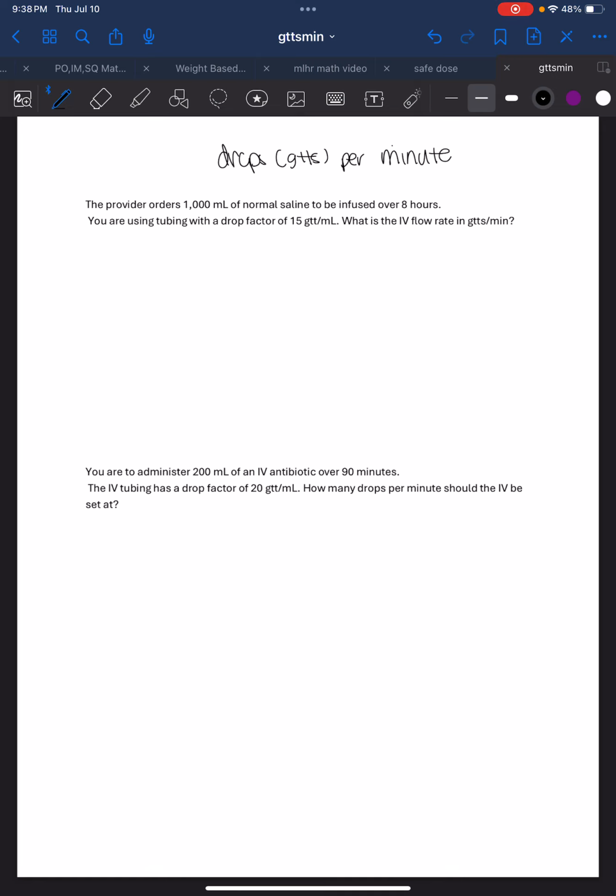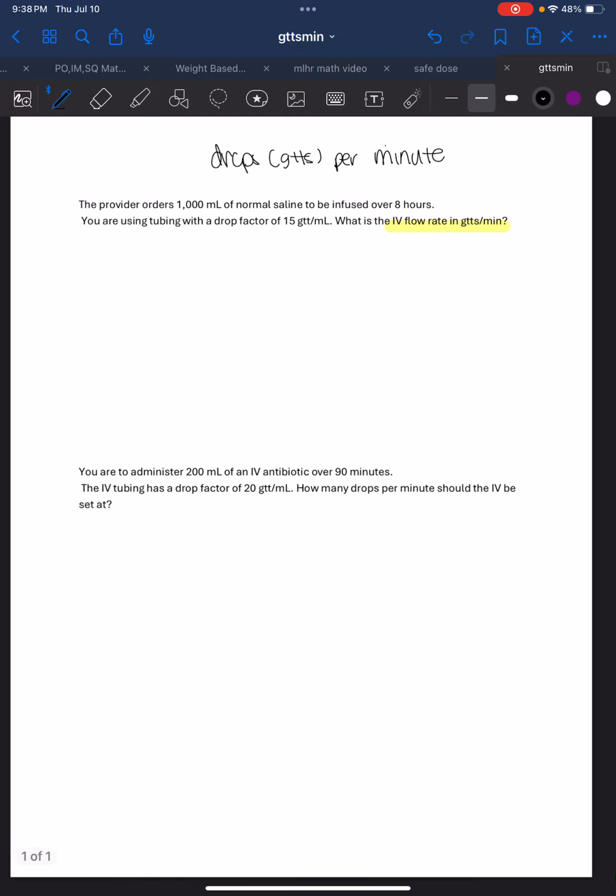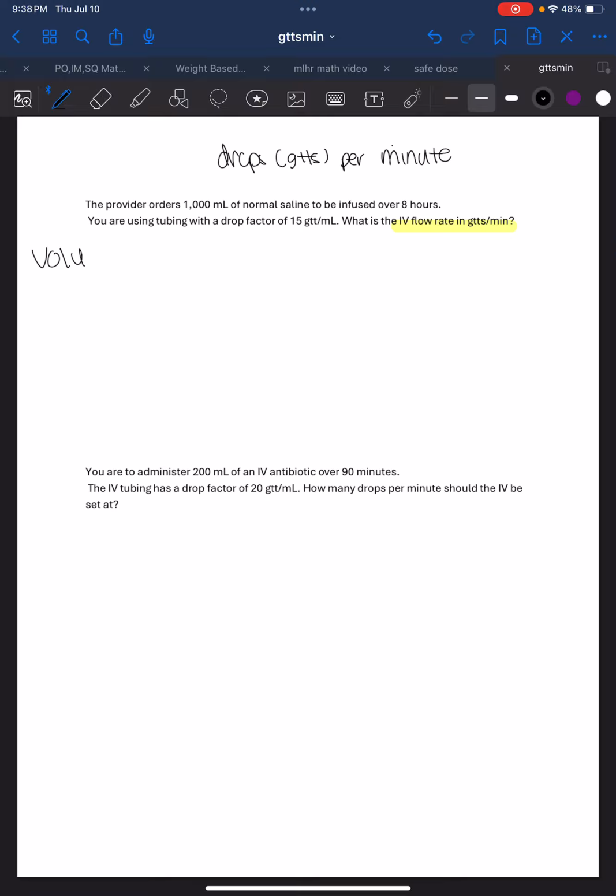Okay, because it's IV, we see here that this is always going to be IV flow rate in drops per minute. We know we always start in volume over time for anything IV. So our volume's going to be green. The provider orders 1,000 milliliters of normal saline to be infused over 8 hours. I'm going to make our time purple.